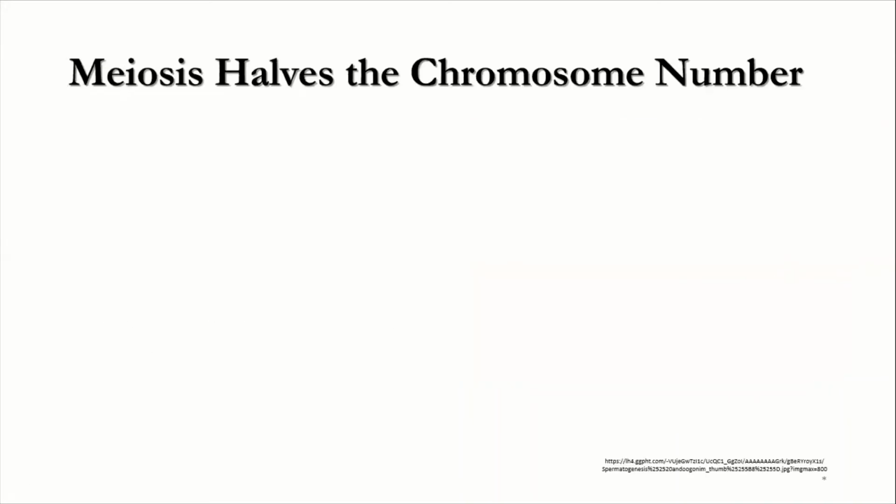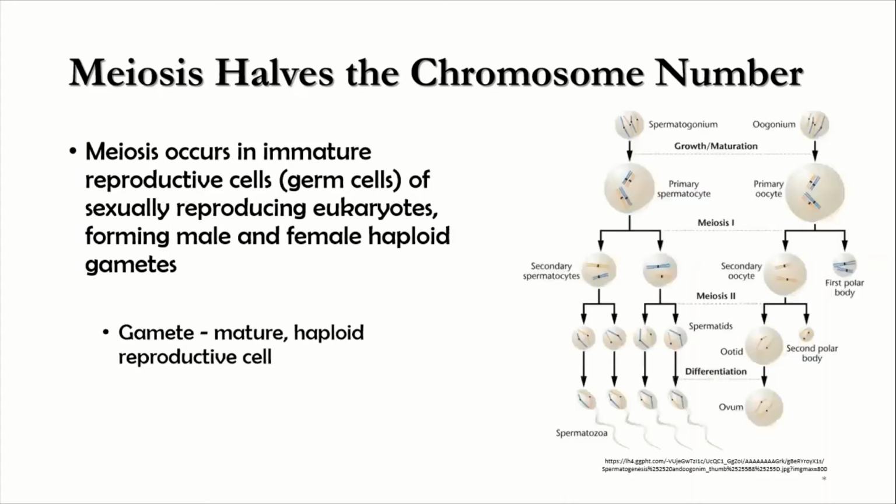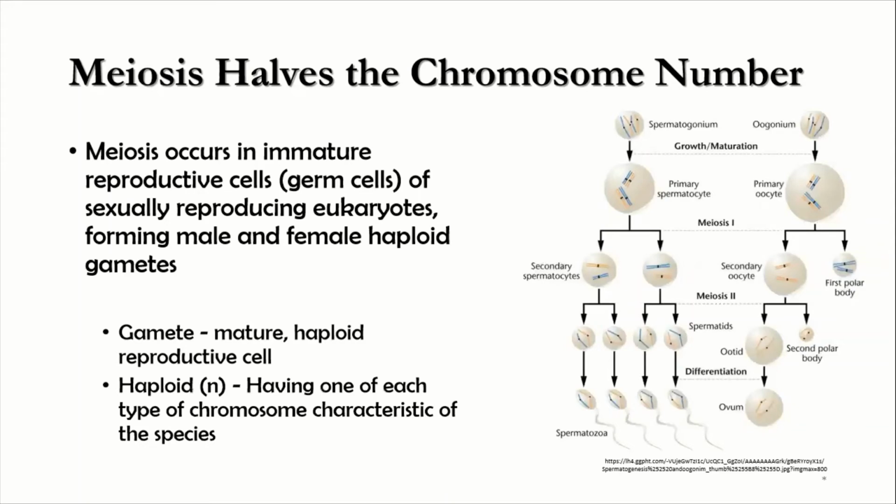So meiosis, again, as mentioned, is a process that halves or divides the chromosome number. Okay. So meiosis occurs on immature reproductive cells, also called your germ cells. Okay. So they now form the male and female haploid gametes. Okay. So their gametes are mature haploid reproductive cells. Okay. So when we say haploid, it's half. But remember, it's not "half-loid", it's haploid, spelled with a P. Okay. So when you say haploid, it has one of each type of chromosome characteristic of the species. Okay. So your meiosis could also be the spermatogenesis or the oogenesis for the sperm and the egg cells respectively.